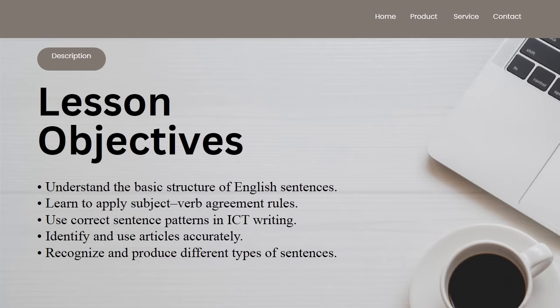By the end of today's lesson, you will be able to construct grammatically correct sentences in English, apply subject-verb agreement rules confidently, and use articles appropriately in your writing. You'll also learn to recognize and produce various sentence types used in ICT contexts, like declarative, interrogative, imperative, and exclamatory sentences, which will help you communicate instructions, questions, and ideas more effectively.